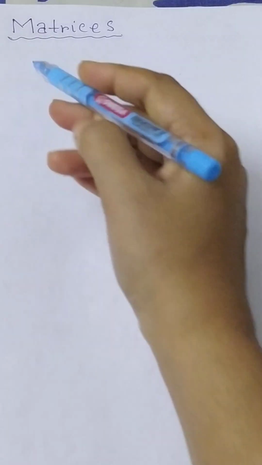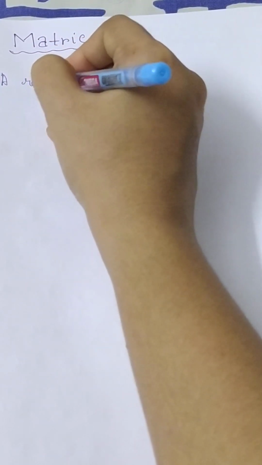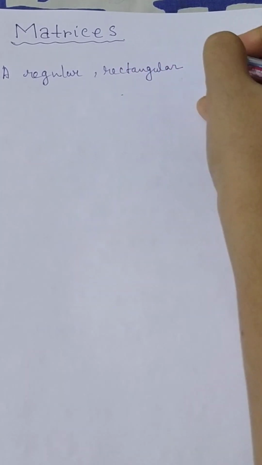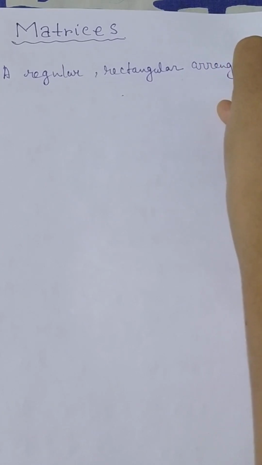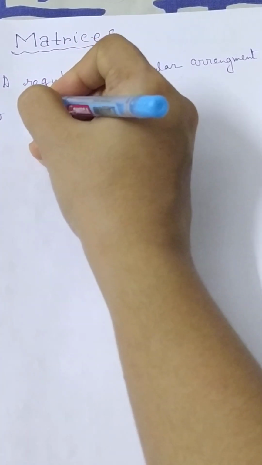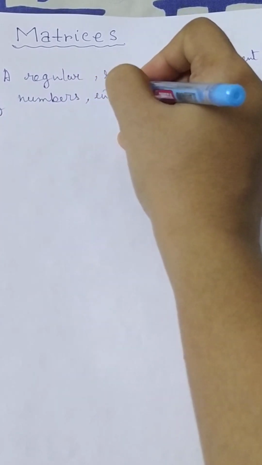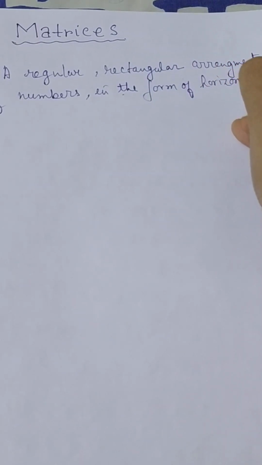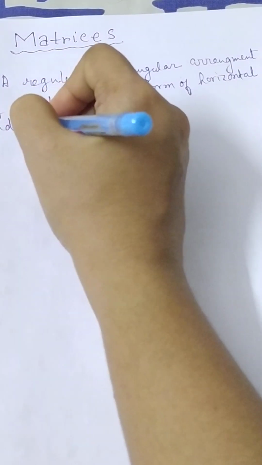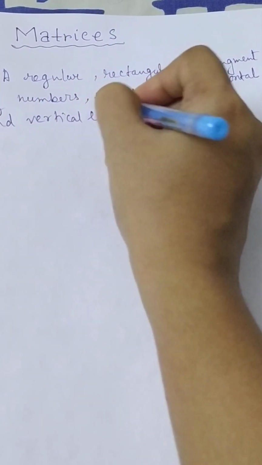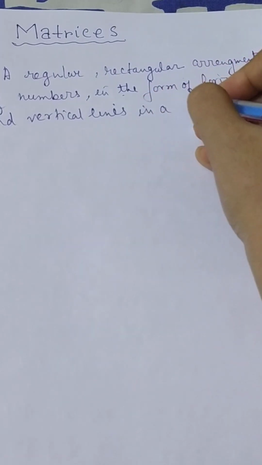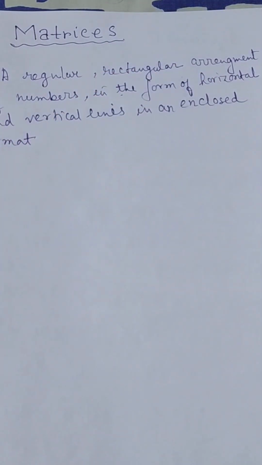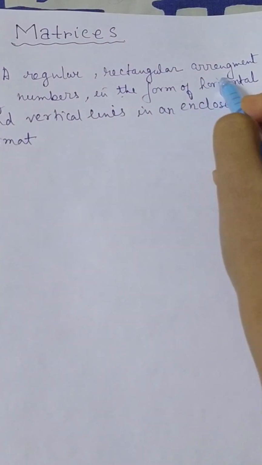Matrices is nothing but a regular rectangular arrangement of numbers in the form of horizontal and vertical lines in an enclosed format. That means it is a regular rectangular arrangement of numbers.